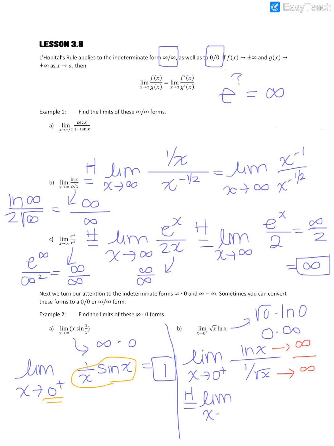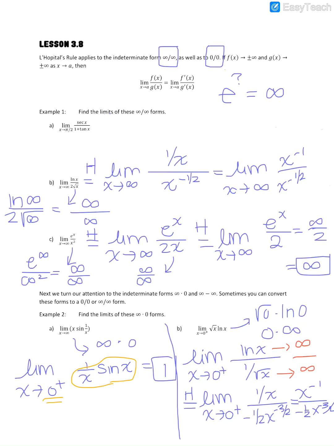Now I'm going to take the derivative of my top, 1 over x. On the bottom, let's think of it as x to the negative half, so I get negative 1/2 x to the negative 3/2. We're going to spend a little bit of time simplifying this down. I'm running out of room, so I'm just going to squeeze this in here. This is x to the negative 1, and this is negative 1/2 x to the negative 3/2.